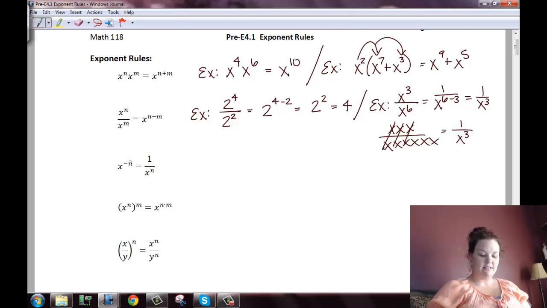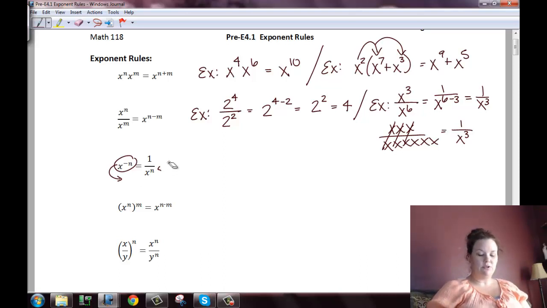So this draws us to our next rule. Our next rule is that anytime you have a negative exponent, all you have to do is move it across the fraction line in order to change the sign of the exponent. So here if I have x to the negative n, notice I would move this whole base down to the denominator, which would then make it 1 over x to the positive n.